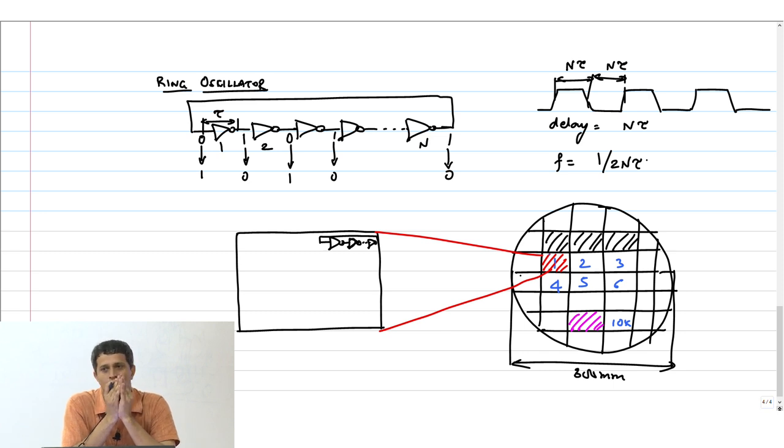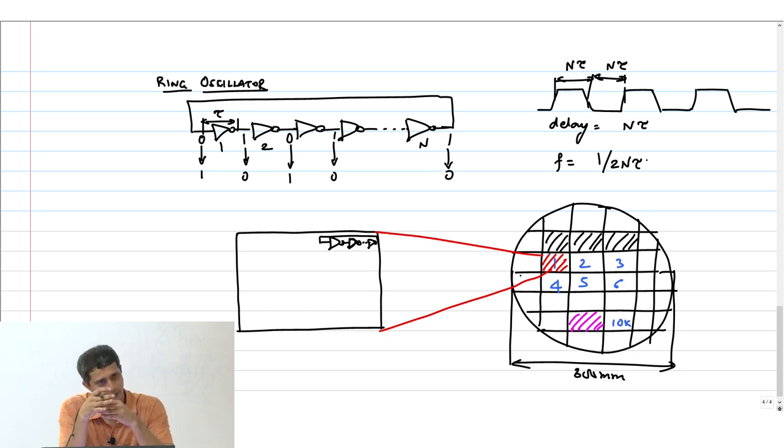Okay? So, let's do a quick calculation. If tau is 30 picoseconds and N is 11, what's the frequency of operation? Somewhere in gigahertz, right? The problem is if I have a signal that is oscillating like this at high frequency, I cannot bring this out of the chip. What will come out of the chip is only somewhere in megahertz.